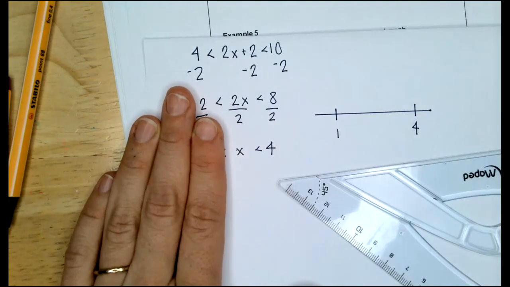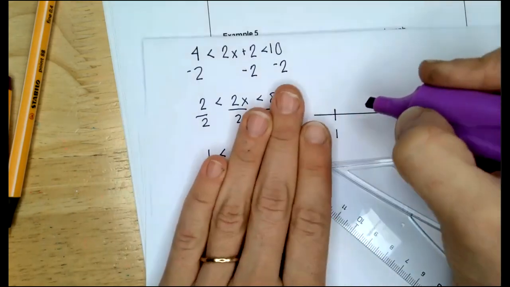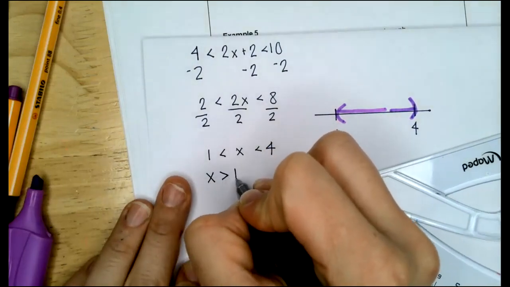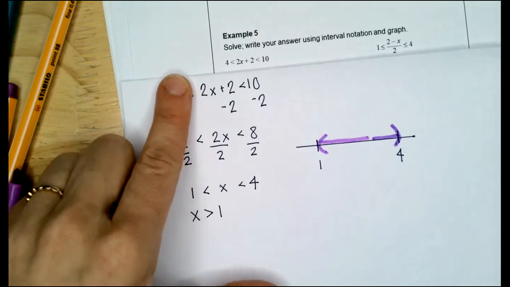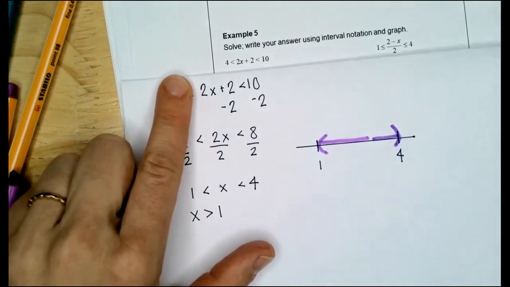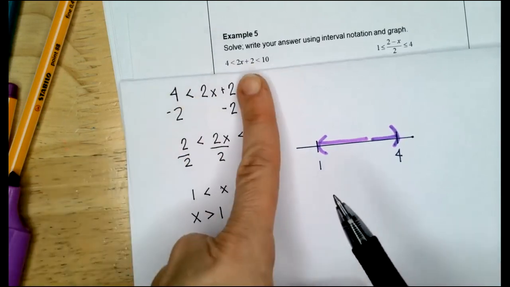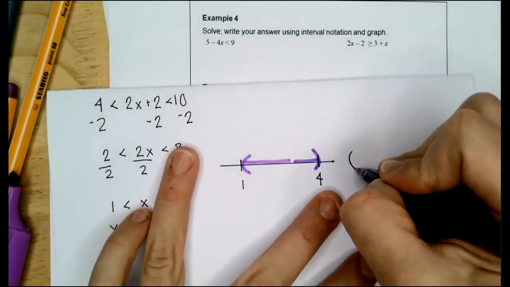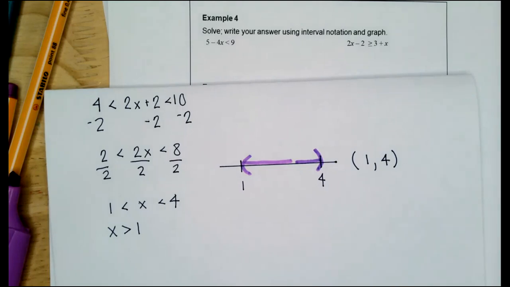So if I look at this one, x is less than 4. And over here I have x is greater than 1. So you're welcome to look at that as x is greater than 1. Good. You're also welcome to split this into two different inequalities. 2x plus 2 is less than 10 will give you x is less than 4. And then 2x plus 2 is greater than 4 will give you x is greater than 1. So for this one, my interval notation is parentheses 1, 4, close the parentheses. Good.